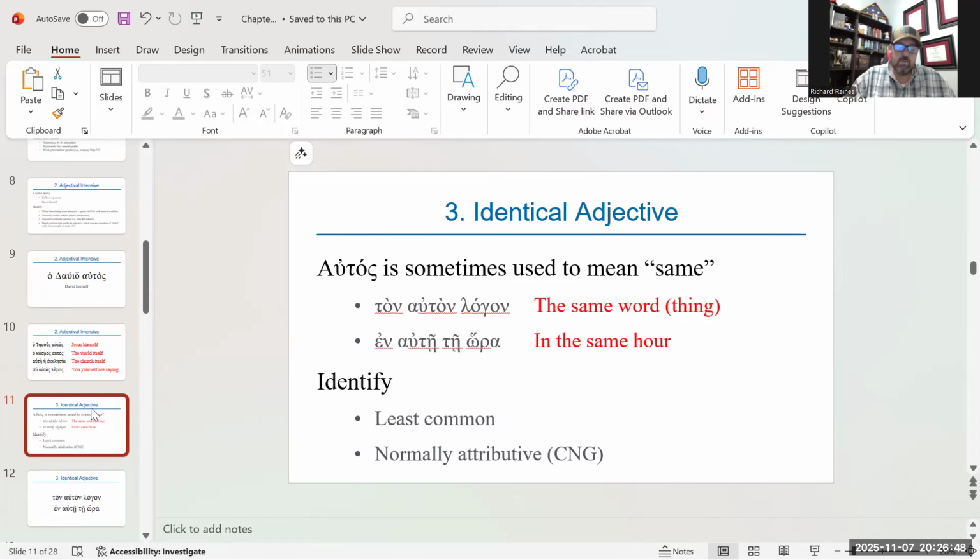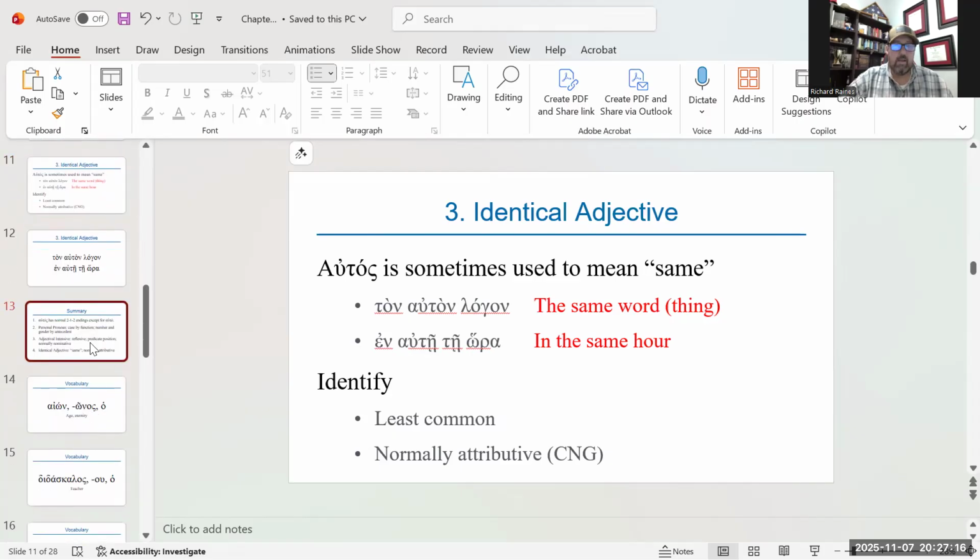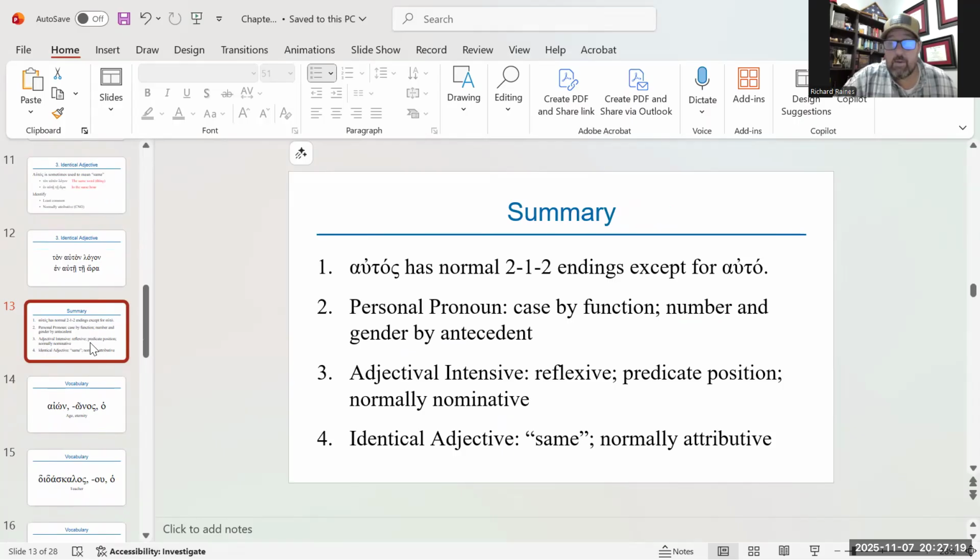If the first, most common way doesn't make sense, where you use just he, she, it, them, they, that sort of thing, then you start applying the other two rules if you can't remember the rule itself. But if it's in the nominative case, a lot of times it's going to mean himself, herself, or itself. But now we've got it in the attributive case, so it's going to mean the same. And that's it for the rules. Here's a quick summary slide that you can pause and get a feel for what we just did.